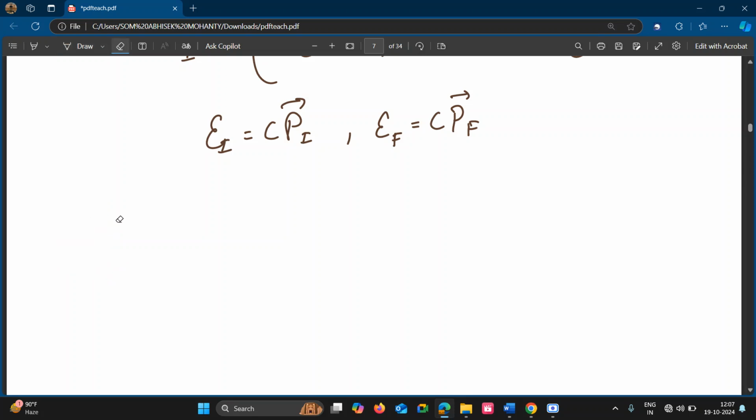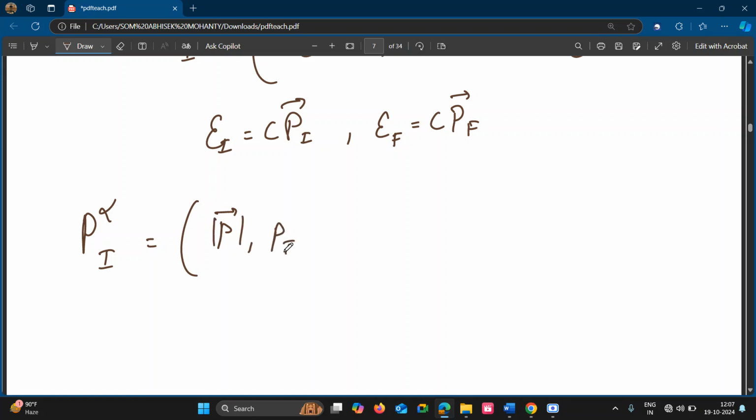Now P^α_I will be simply the magnitude PI, and this is PI. And P^α_F will be the magnitude PF, and this will be PF. Don't worry, we'll slowly go here.